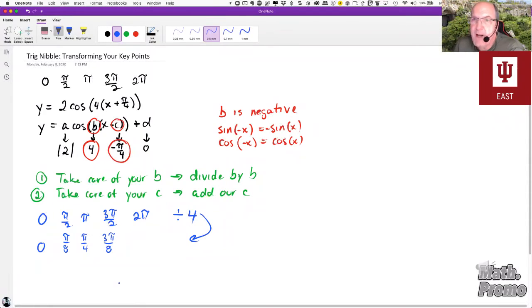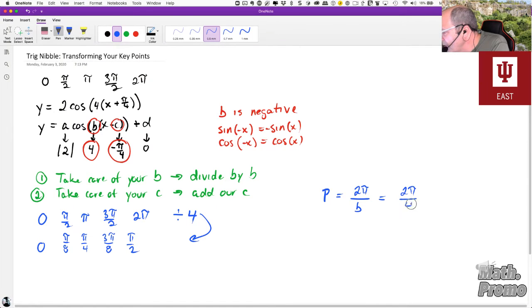And then finally, what's 2 pi divided by 4? It's pi over 2. Now notice this, this is something that's really important. If you wanted to figure out your phase, you say it is 2 pi for sine and cosine. Not talking tangent, cotangent, sine and cosine. It's 2 pi over b. And in this case, 2 pi over 4 equals pi over 2.